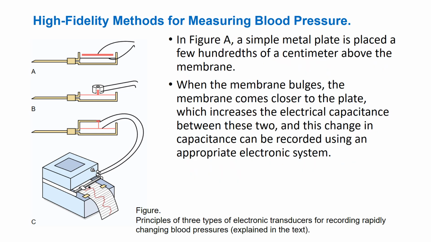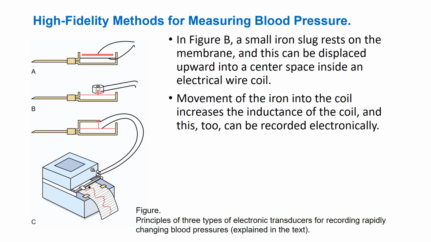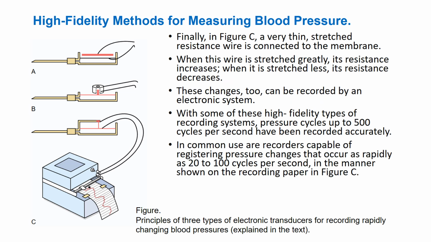Figure. Principles of 3 types of electronic transducers for recording rapidly changing blood pressures, explained in the text. In Figure A, a simple metal plate is placed a few hundredths of a centimeter above the membrane. When the membrane bulges, the membrane comes closer to the plate, which increases the electrical capacitance between these two, and this change in capacitance can be recorded using an appropriate electronic system. In Figure B, a small iron slug rests on the membrane, and this can be displaced upward into a center space inside an electrical wire coil. Movement of the iron into the coil increases the inductance of the coil, and this, too, can be recorded electronically.